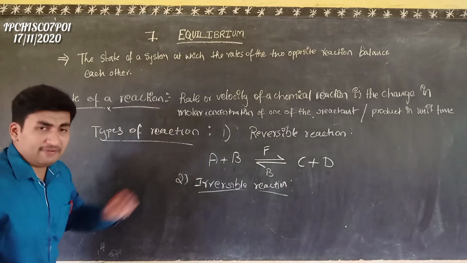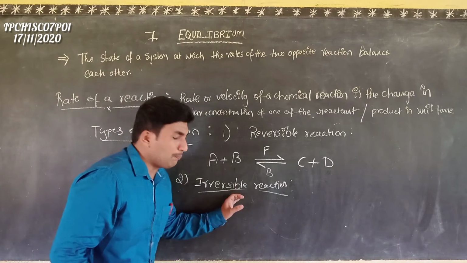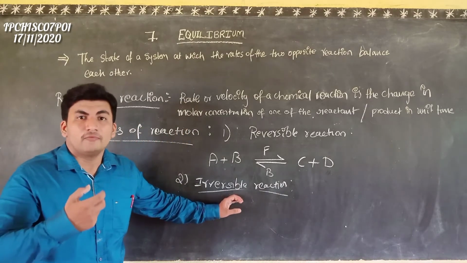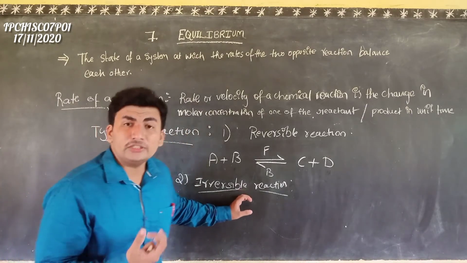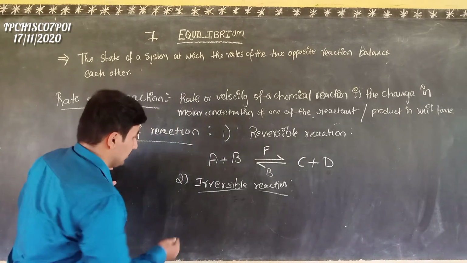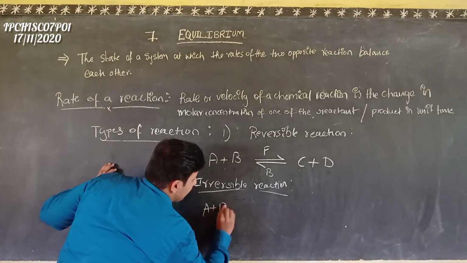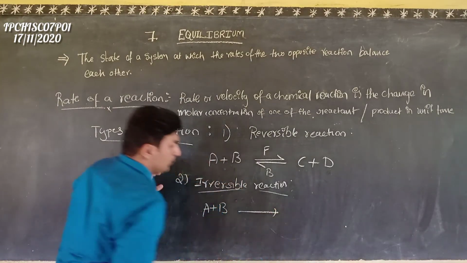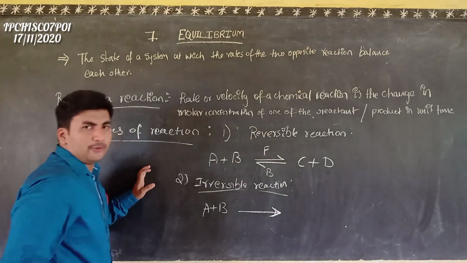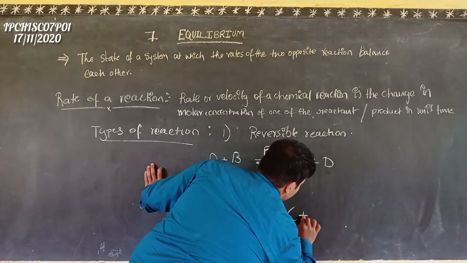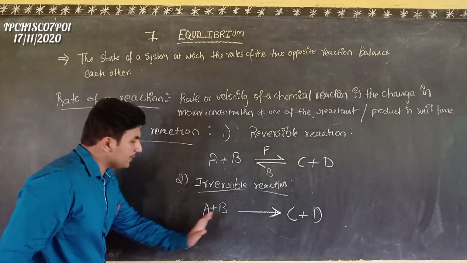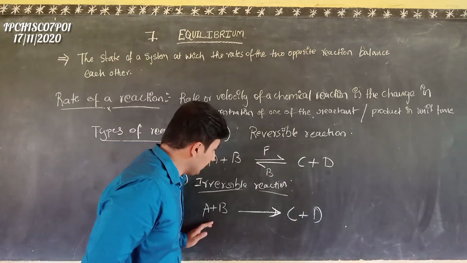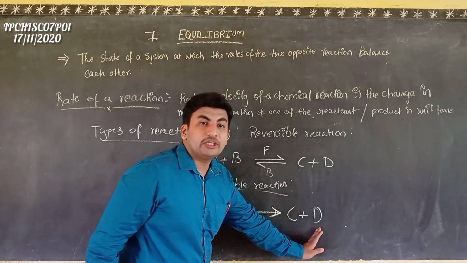What is an irreversible reaction? This is the type of reaction which occurs in only the forward direction. I will take the same general example, but I put only a one-headed arrow. A plus B reactants react with each other and give C plus D.